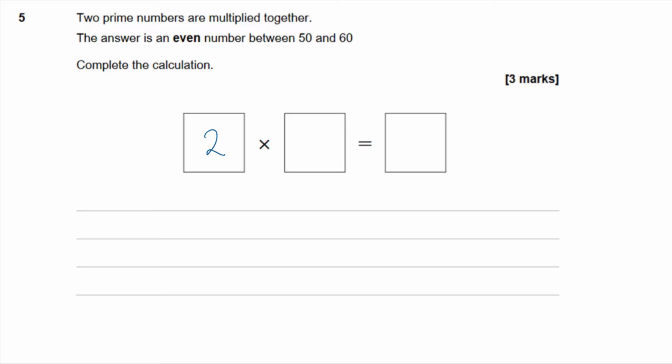And then I suppose the other one needs to be a prime somewhere between 25 and 30, doesn't it? Because when I multiply it by 2, I'm aiming for between 50 and 60. So half of 50 is 25, half of 60 is 30. So our prime needs to be somewhere in between. So what are the prime numbers between 25 and 30? Well, it's not a whole lot. It has to be an odd number, and it can't be 27 because 27 is divisible by 3 and 9. It's going to have to be 29. So 29 is the prime number. 2 times 29 is 58, which is an even number between 50 and 60. Okay, I think we're done.